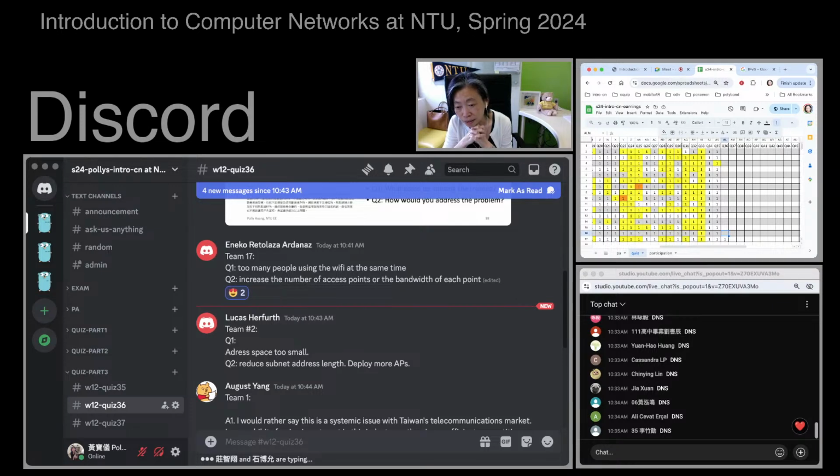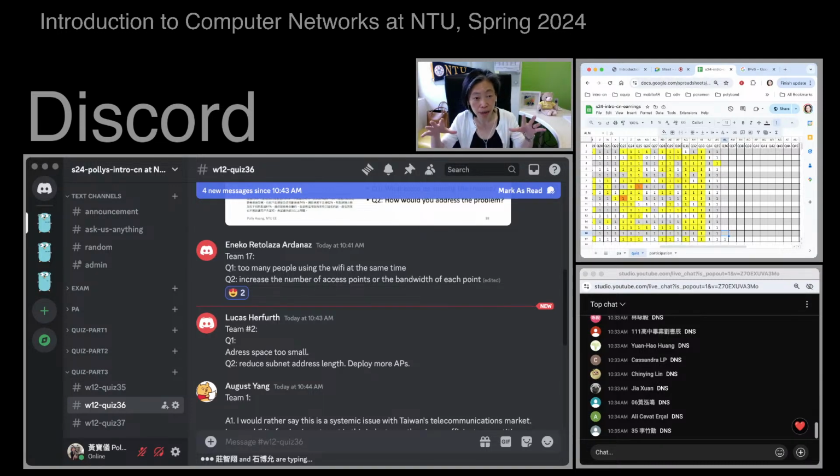Deploy more APs. Well, deploying more APs is a little bit tricky. In case each AP is allocated a different subnet space, then it will help. If these APs are sharing the address space, then this is probably not going to help much, guys.